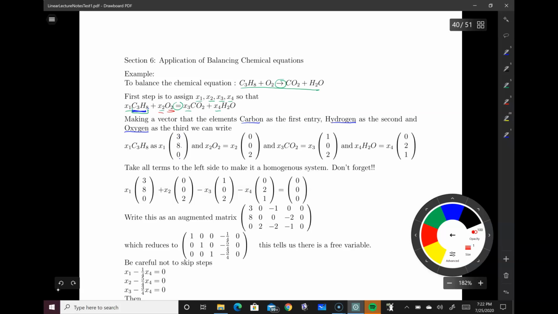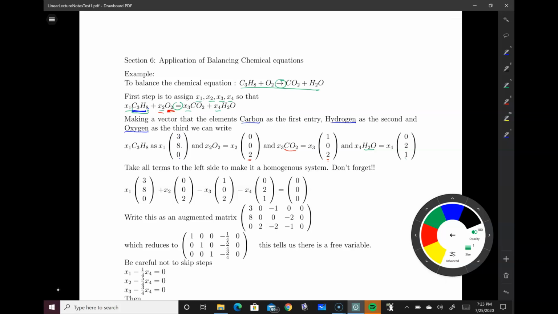Moving to the next element here, I have O2. So there's just 2 oxygens, so 0 and 0 in the others. Then CO2, so I have 1 carbon, 0 hydrogens, and 2 oxygens. And then moving here, H2O, so I have 0 carbons, 2 hydrogens, and 1 oxygen.